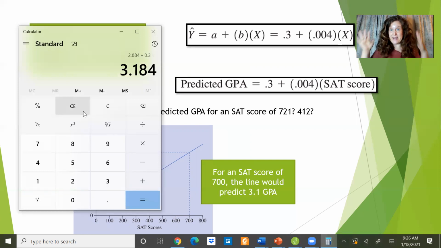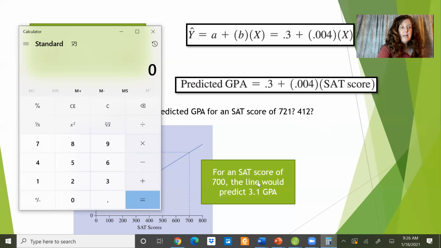So this is the prediction piece. I'm sorry, I don't have a flashy crystal ball to show you. It's just math, but this is math being used to make a prediction. Again, with this, let's say I have an SAT score of 412. I take my 412 and I multiply it by my slope of 0.004. And that gives you 1.648. It's not looking so great, but that kind of goes along with that regression line, right?